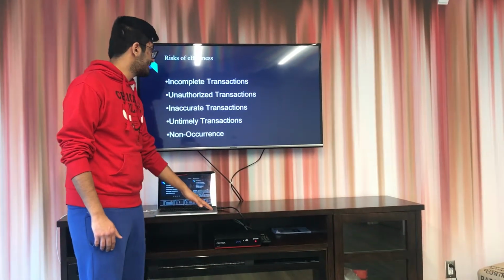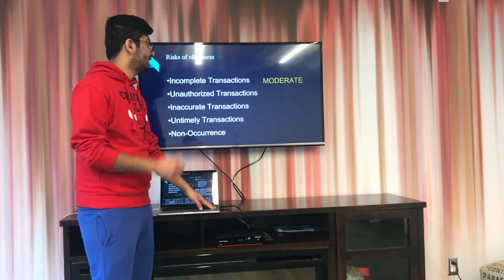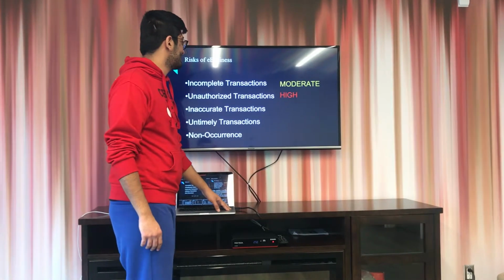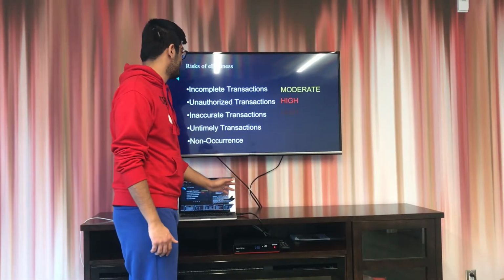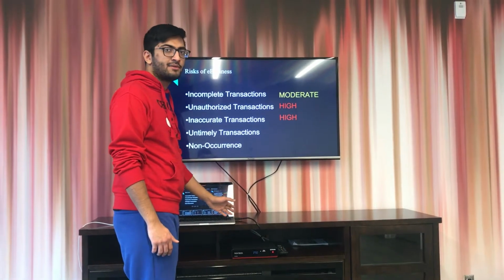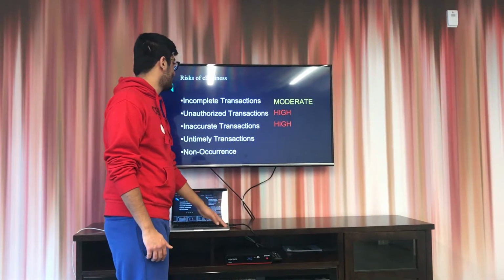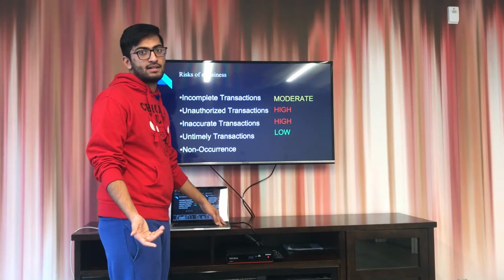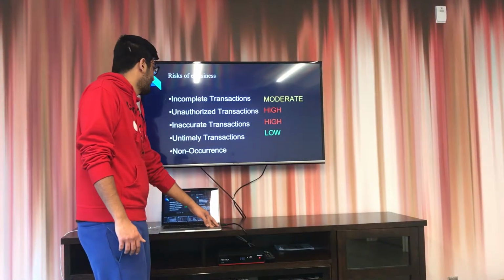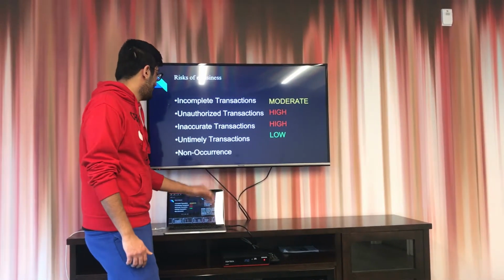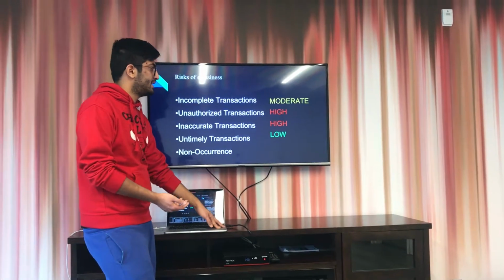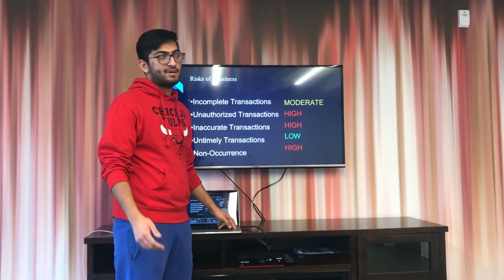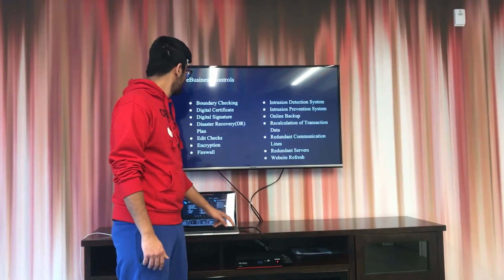So incomplete transaction has a pretty high risk. Oh, my bad. It has a pretty moderate risk. Unauthorized transaction, on the other hand, has a pretty high risk, as well as inaccurate transaction, which also has a high risk. However, untimely transaction does have a low risk because internet transactions are pretty fast with the new developing technology. And lastly, the non-occurrence of a transaction is pretty high because people usually forget to click the confirm button, so the transaction doesn't take place.